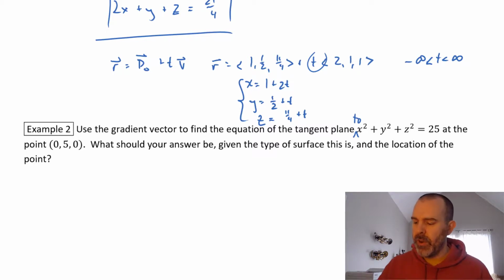So let's think about this first. x squared plus y squared plus z squared equals 25. If we look at all of the traces, if z is 0, you get a circle, y is 0, you get a circle, x is 0, you get a circle. This is a sphere, radius 5.